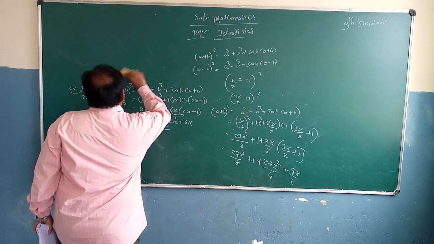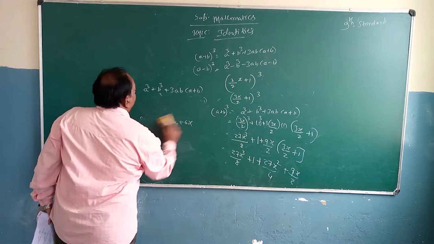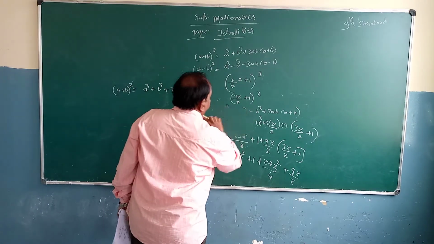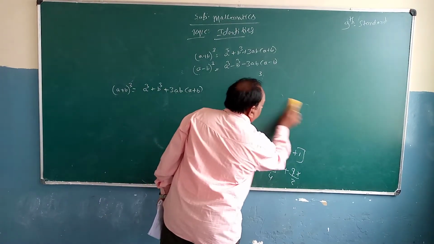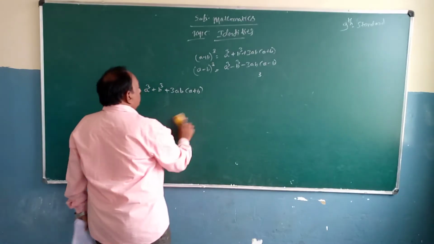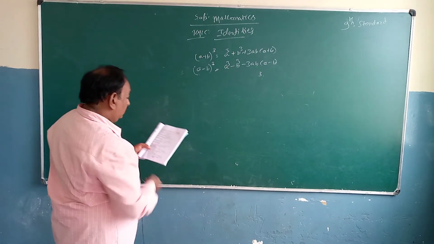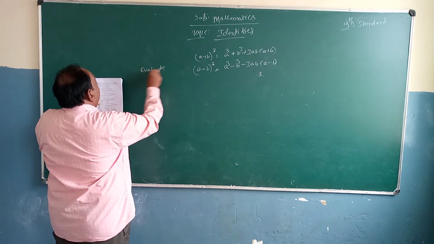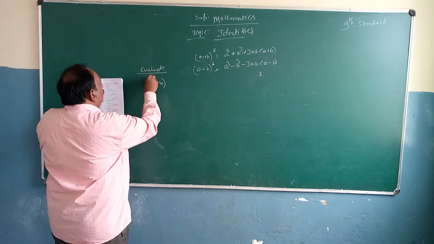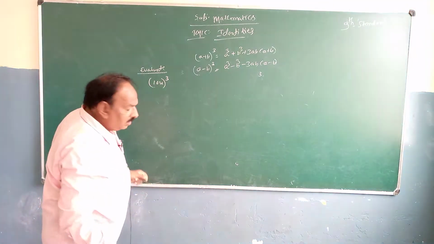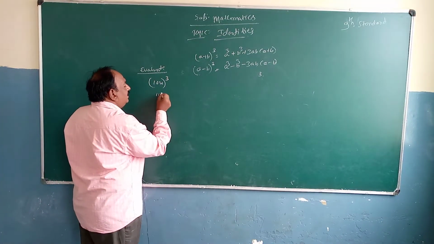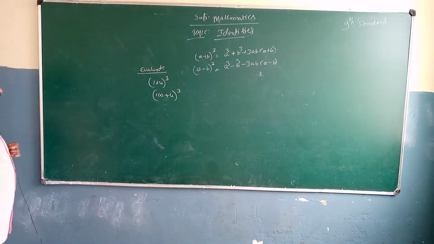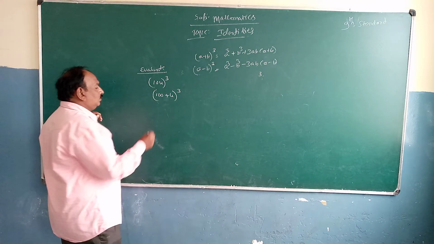Let us solve some problems. Evaluate 104 whole cube. 104 whole cube is 100 plus 4 whole cube. 104 whole cube can be written as (100 plus 4) whole cube.